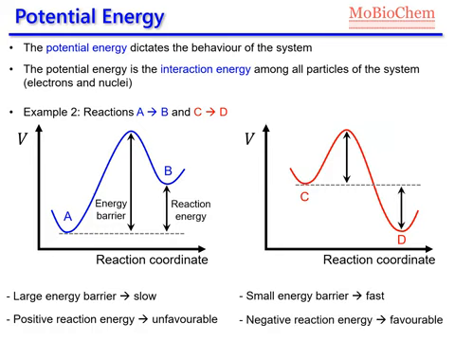And now the potential energy when we go from C to D is negative. So the reaction will be favorable from the thermodynamic point of view. So as we can see here, if we know the shape of the potential energy surface, we can know a lot of information about the process we are investigating.